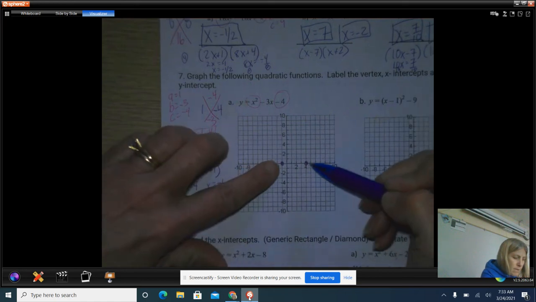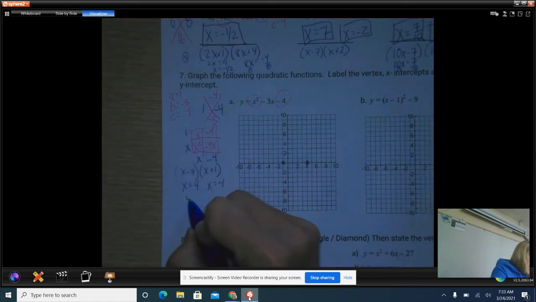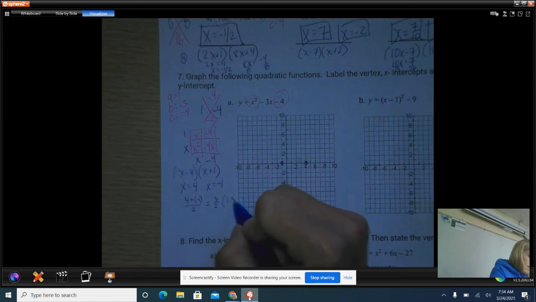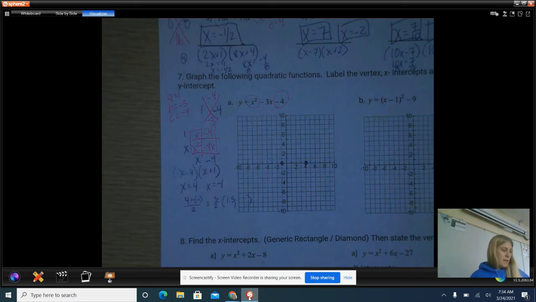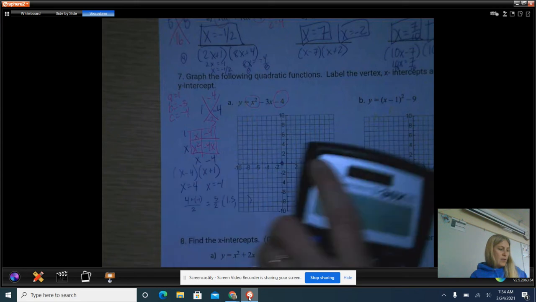Now we need to find the middle of those two. And the way that you can do that is add them together, 4 plus -1 divided by 2. And that gives you 3 divided by 2, which is 1.5. That's going to be my x value of my vertex. Now I'm going to plug that into our original equation and solve.